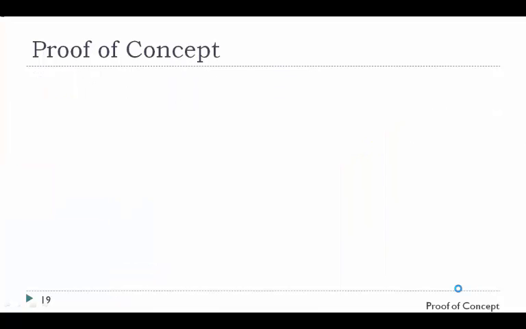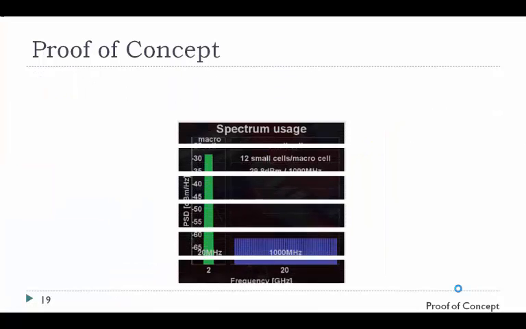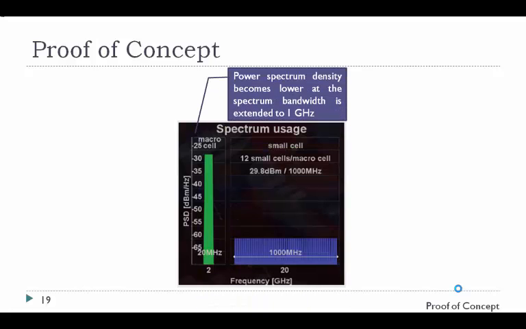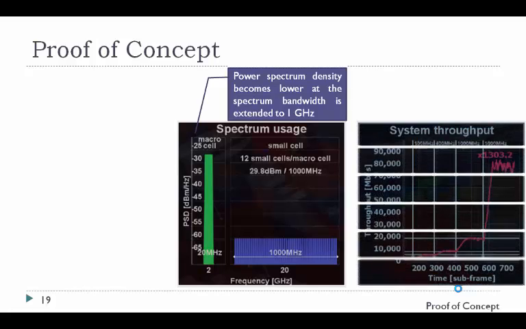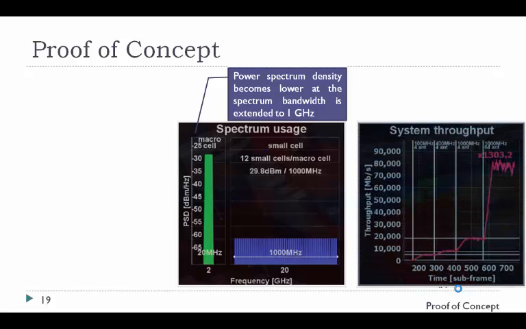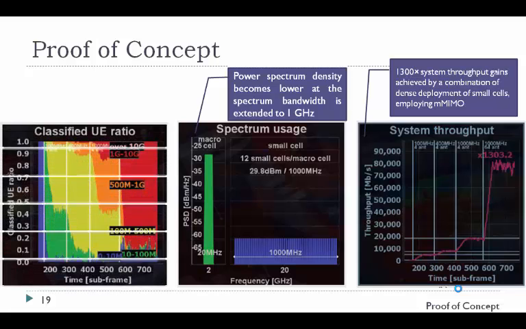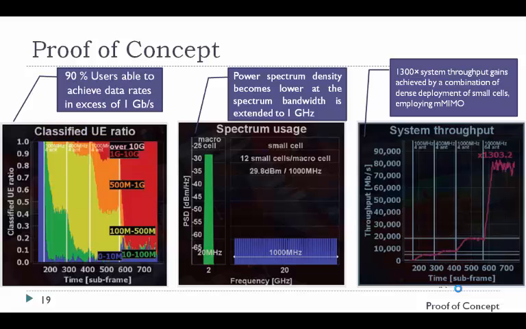Now we will see the performance of the network based on the proof of concept. We can clearly see the improvements in spectrum usage for macro cells and small cells. The power spectral density becomes lower as the spectrum bandwidth is extended to 1 GHz. By simulating each of the candidate 4G technologies, we see 1300 times system throughput gains as a combination of dense deployment of small cells employing massive MIMO. 90% of the users are able to achieve data rates in excess of 1 gigabit per second with such a network.